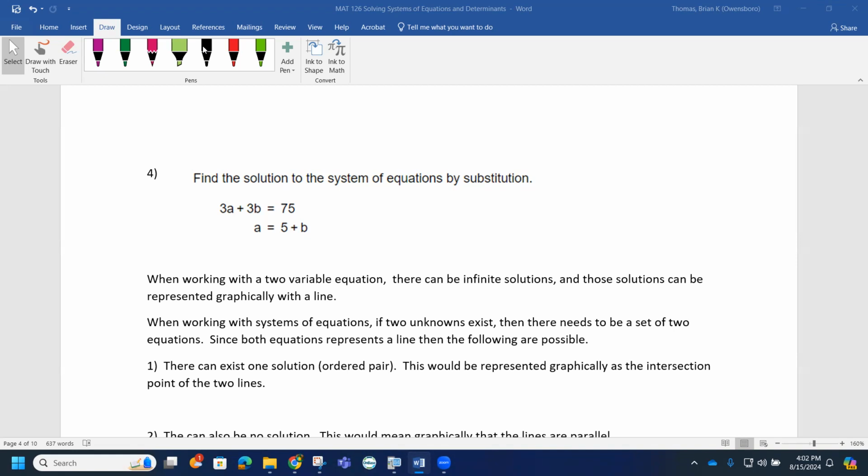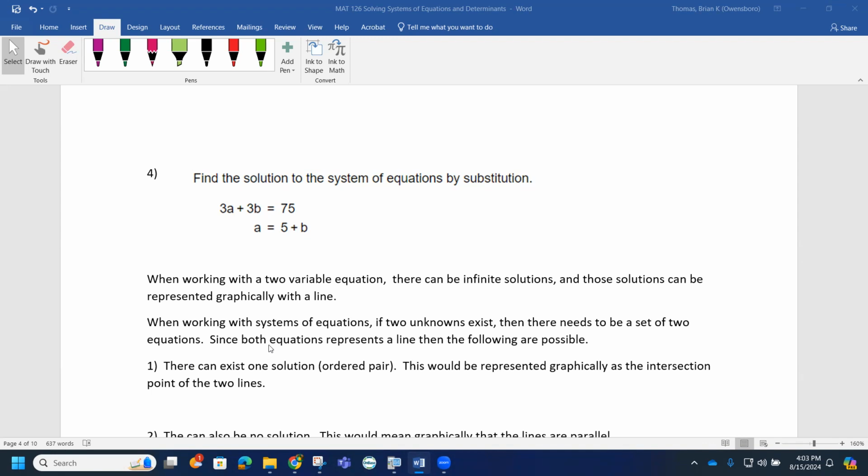Again, in a two-variable equation like this, these represent lines. A line itself has infinitely many solutions on it. But now, when working with a system, and like I said, we're going to work with two unknowns, so as I was saying, when working with a system of equations with two unknowns, we need to have a set of two equations.